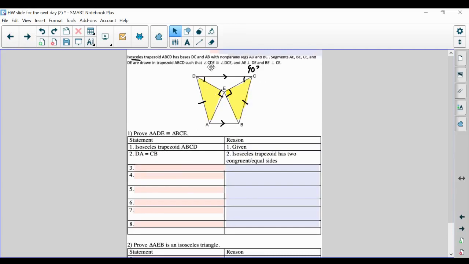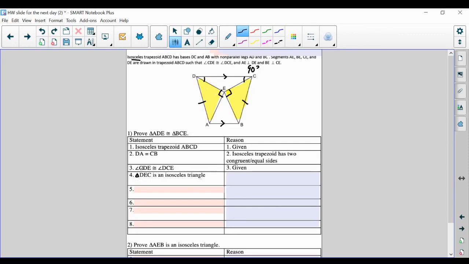And next, more given information: angle CDE is congruent with angle DCE. Since these two angles are congruent, triangle DEC is an isosceles triangle. Number 3 is the given information, as we said here. Sorry, this one should be a triangle. Triangle DEC is an isosceles triangle.